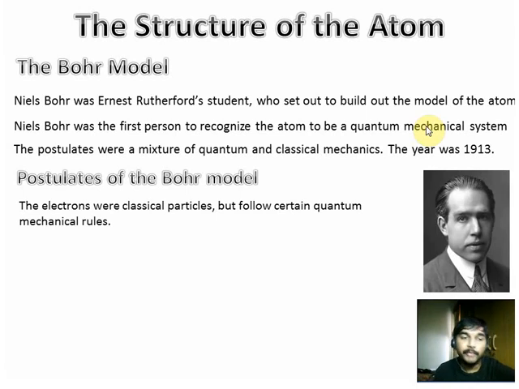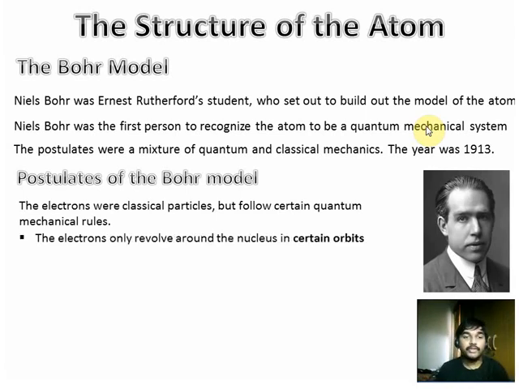So here come the postulates. The first postulate is that electrons revolve around the nucleus in only certain orbits. The Earth could have been a few thousand kilometers nearer to the Sun or farther away.